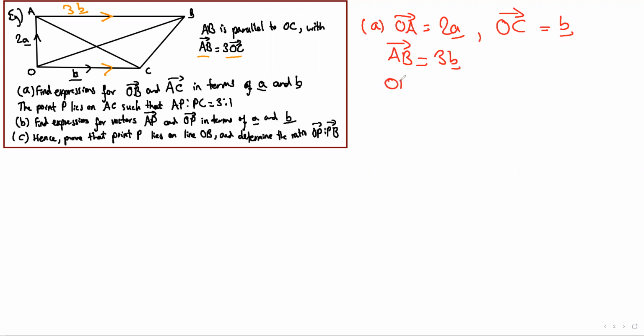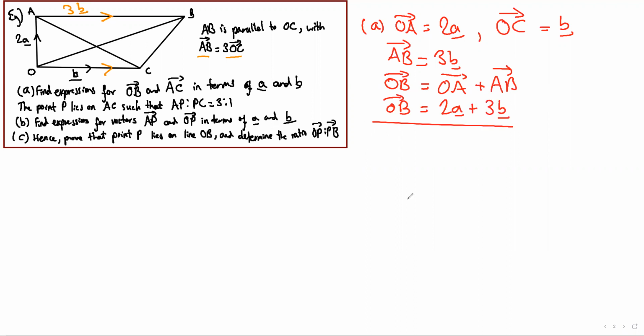So now we know what OB is. We're going to set OB equal to OA plus AB, and that will equal 2A plus 3B. That's our answer for OB.